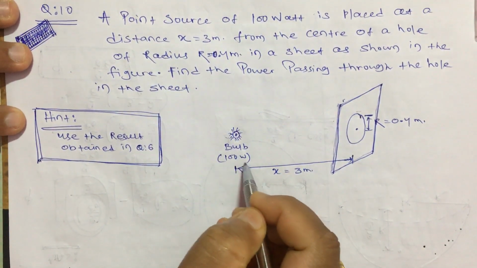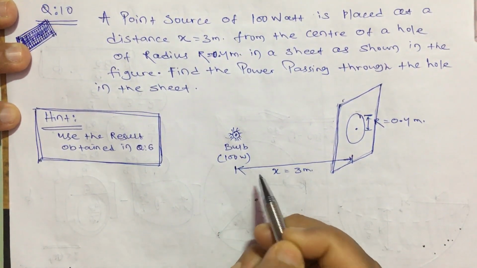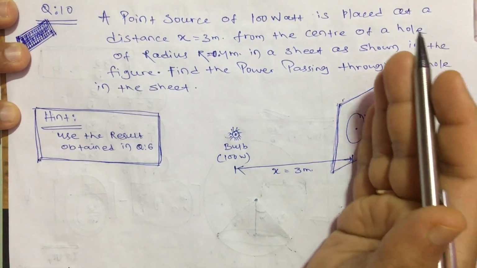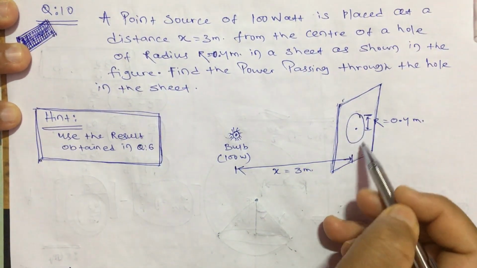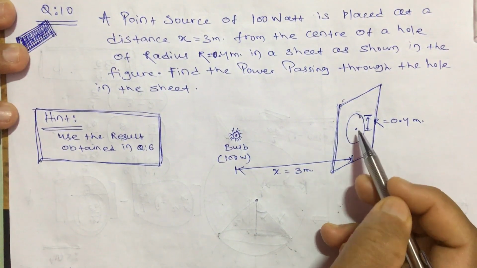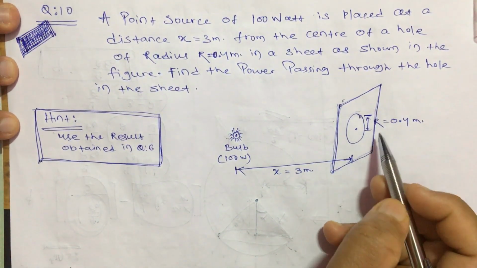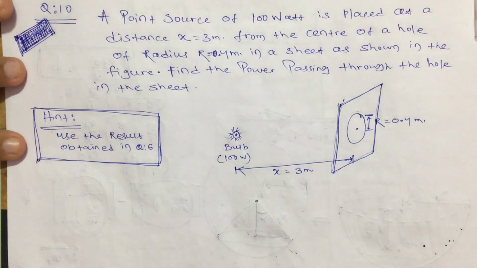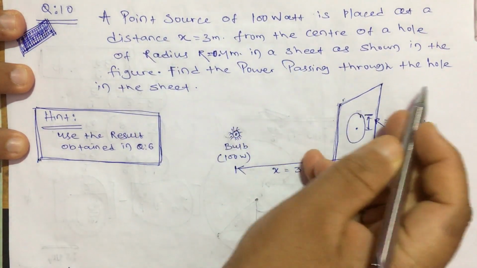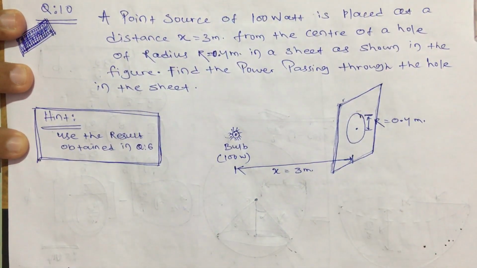There is a bulb whose power is 100 watt, and it is kept at a distance of 3 meter from a surface. This surface is kept vertically, and there is a circular hole made in that surface. The radius of that circular hole is 0.4 meter. You have to find the power passing through the hole in the sheet. Whatever power is passing through here, you have to find that.